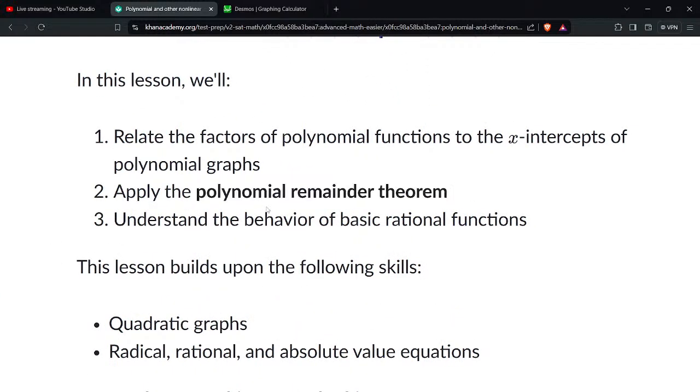Mendel's theorem. What's the polynomial Mendel's theorem? What? I should know. I definitely know this.